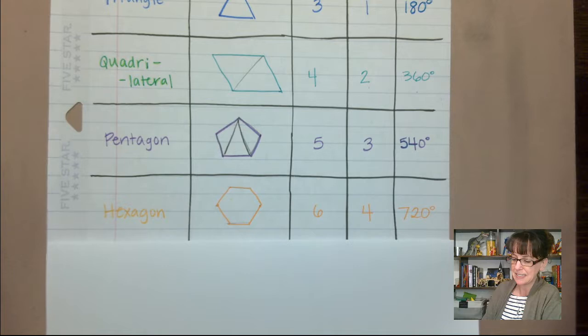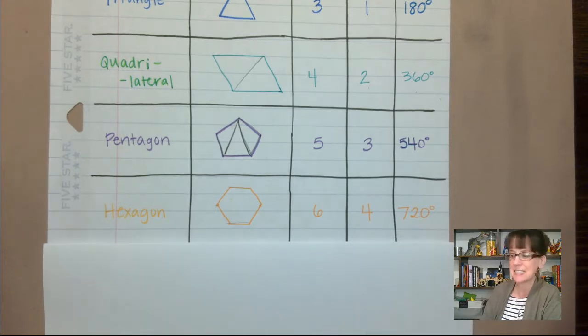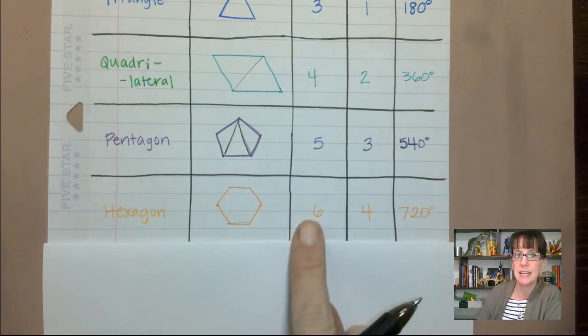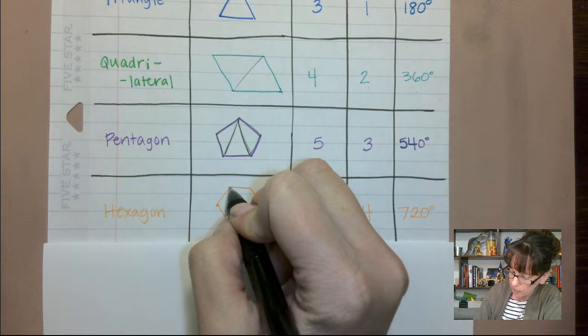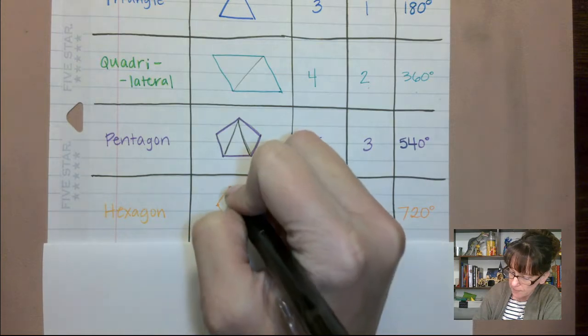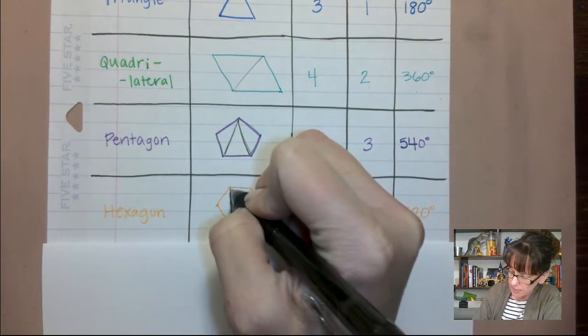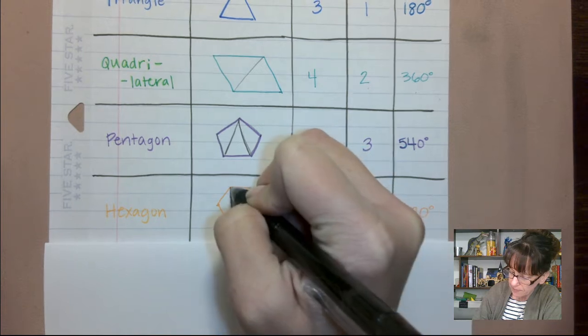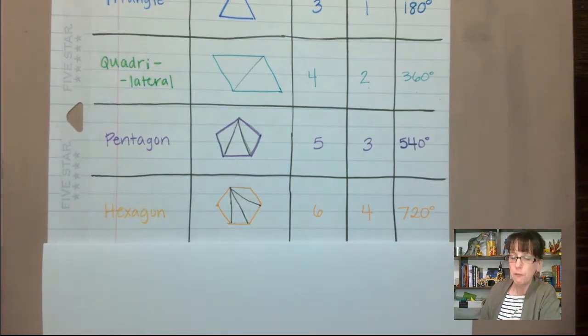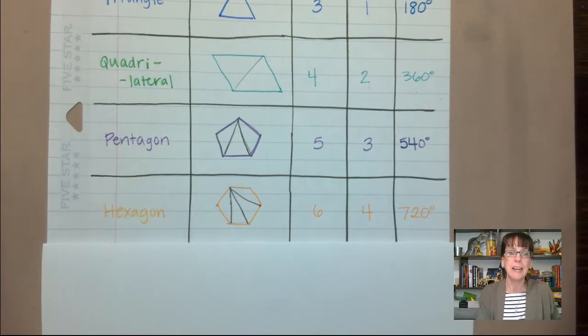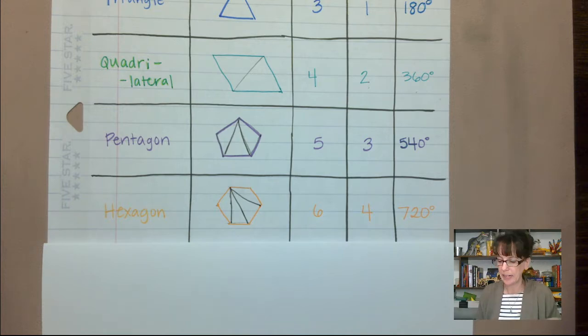Next is a hexagon. A hexagon is a 6-sided figure. Now, with 6 sides, you can draw 4 triangles. Let me demonstrate that for you. We've got this guy. So we got 1, 2, 3, 4 triangles in our hexagon, which means we have 720 degrees because each triangle, again, is worth 180 degrees.